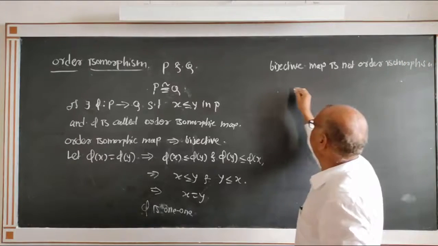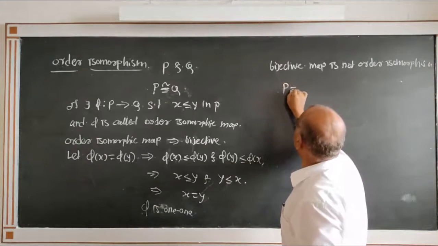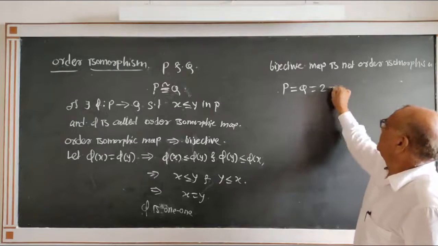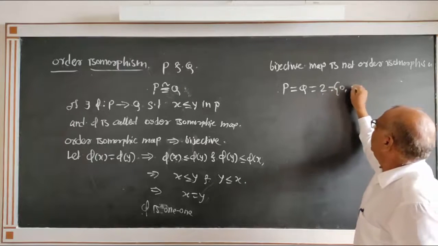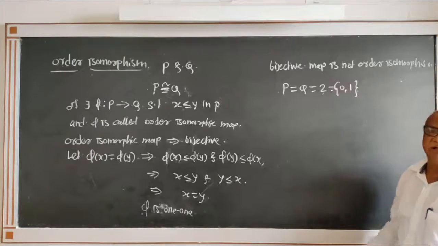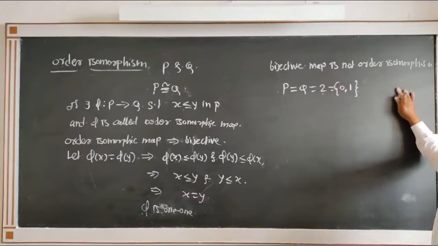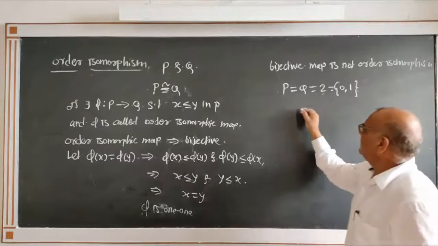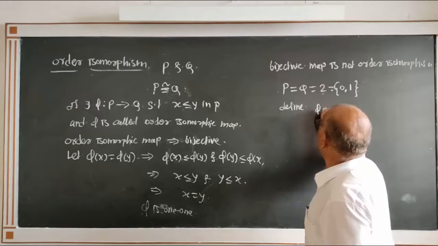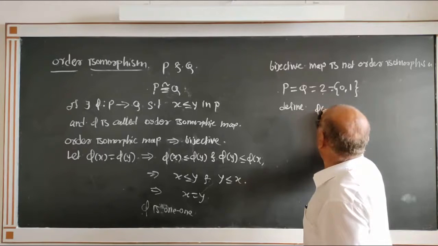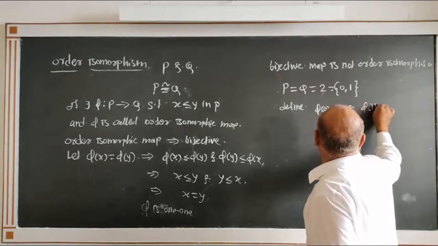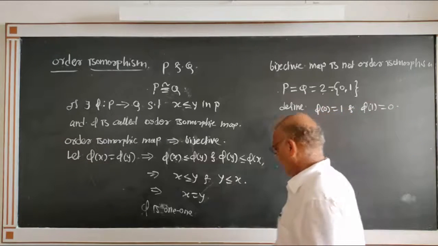See here, P is equal to Q is equal to 2. 2 means a chain of 2 elements. 3 means a chain of 3 elements, like this. And define phi of 0 is equal to 1 and phi of 1 is equal to 0.